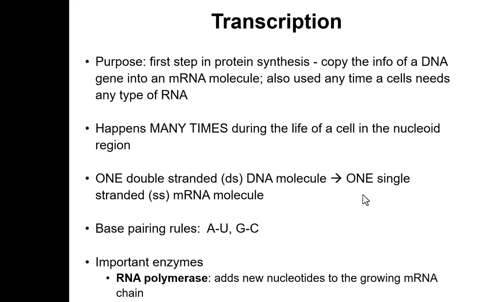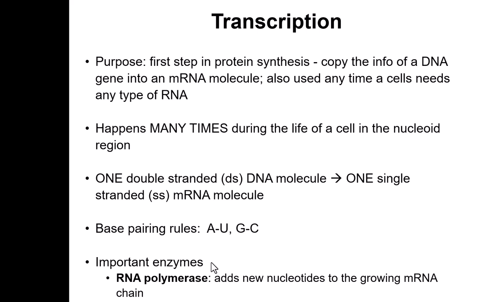Because we're making RNA here, the base pairing rules are slightly different because RNA doesn't have any T's in it. It has U, or uracil, instead. So the base pairing rules now are A goes with U, G goes with C. And the enzyme that's important in this process is RNA polymerase, which is going to be reading the DNA template and determining which RNA nucleotides to add to the chain.